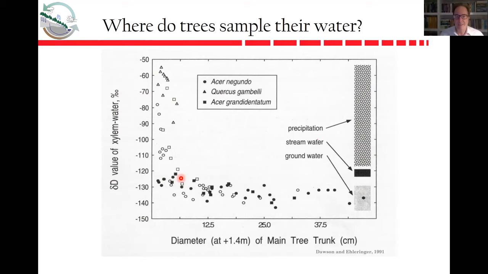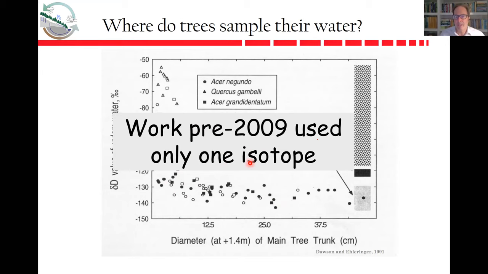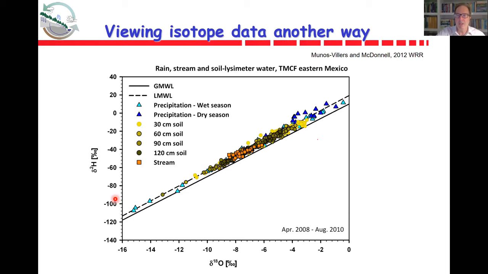So the isotopes, and the reason why this was such an important paper, the isotopes showed something that would be very difficult to quantify in any other way. The shift in water sources as the trees change from small to large, or young to old. But the one thing to take notice of is that prior to about 2009 or 10 years ago, these studies all used one or the other isotope, meaning O18 or deuterium. And what I want to talk about now is how we can use both isotopes together. We've not really done that yet, but let's look at what a plot of that might look like.